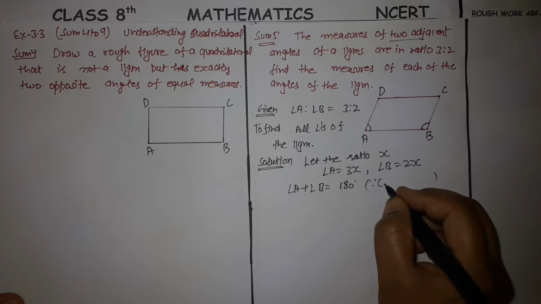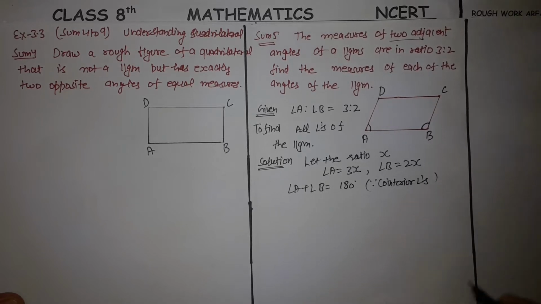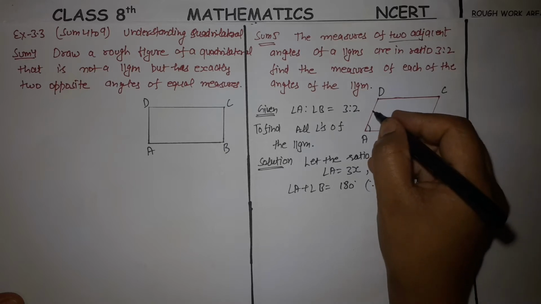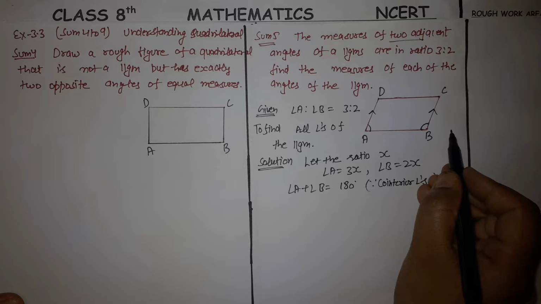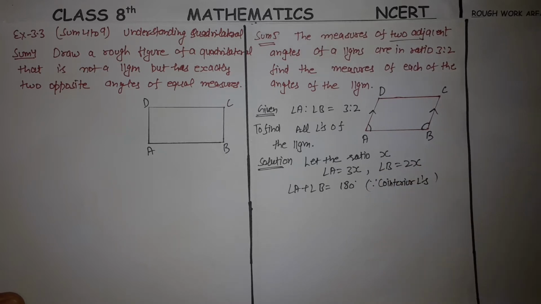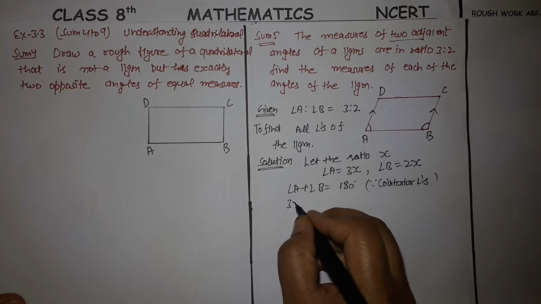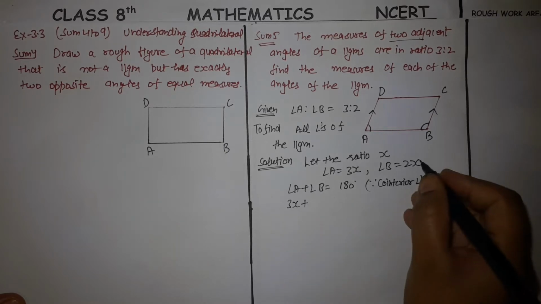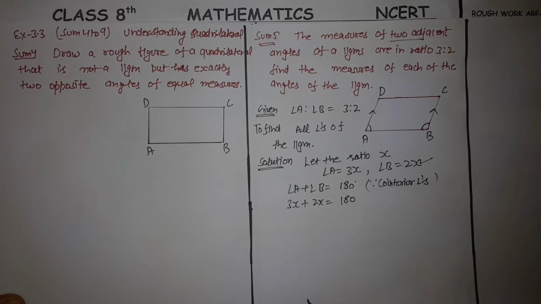Why is this? Because of co-interior angles. These two lines are parallel to each other. AB is transversal. That's why the sum of these two angles is 180 degrees. Angle A is 3x, angle B 2x, equals 180.